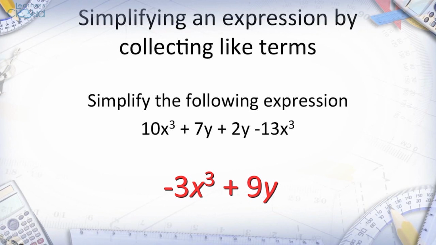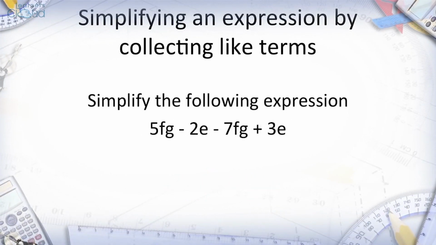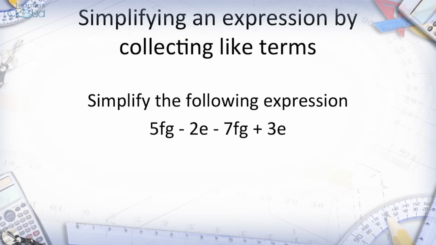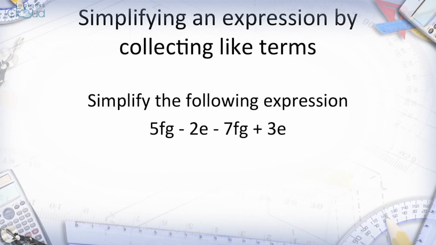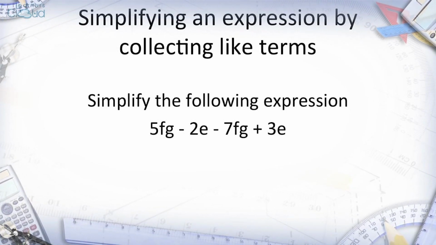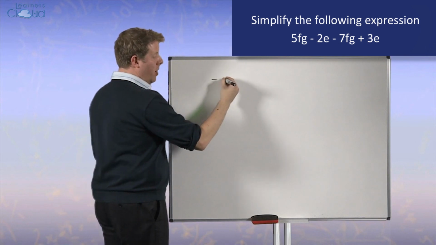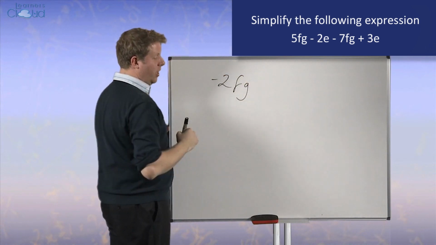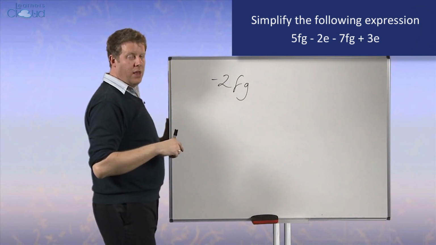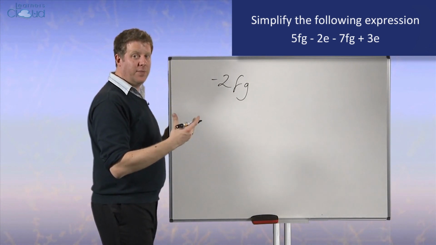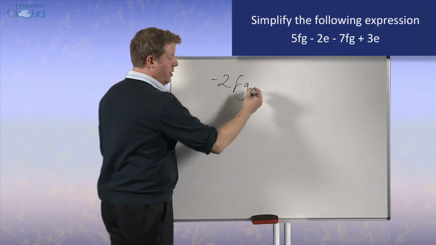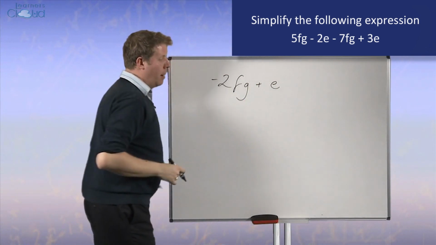Let's look at another example. This time we have some terms that have f and g in them, and also some e terms. So let's do the fg's again, same as always. I've got 5fg subtract 7fg. So 7 is obviously more than 5, so I'll end up with minus 2fg, and then negative 2e plus 3e, well, minus 2 plus 3 gives me an answer of 1. Remember, in algebra we don't write the number 1, so it's simply plus e.